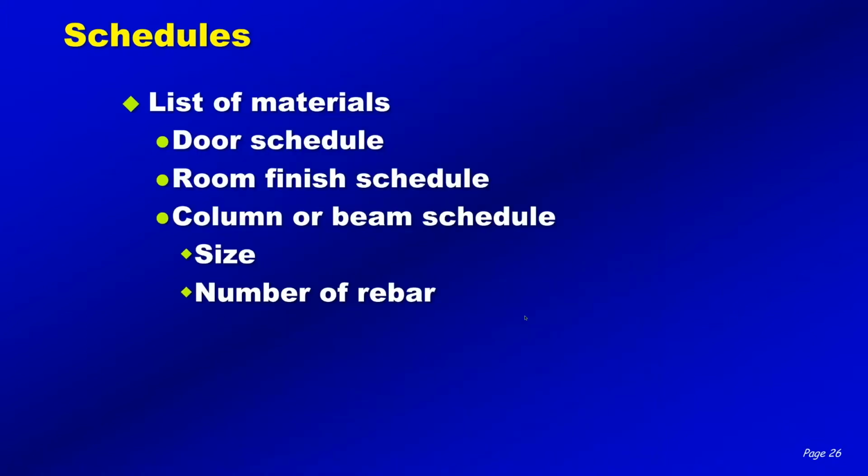Then we get into the schedules for a job, and you have room and door schedules. All pretty much familiar with that. Room finish schedules, column and beam schedules, where you'll show sizes and numbers of rebar. And even in the drawings that we'll be looking at in a little while, they have little schedules for different portions of the building.